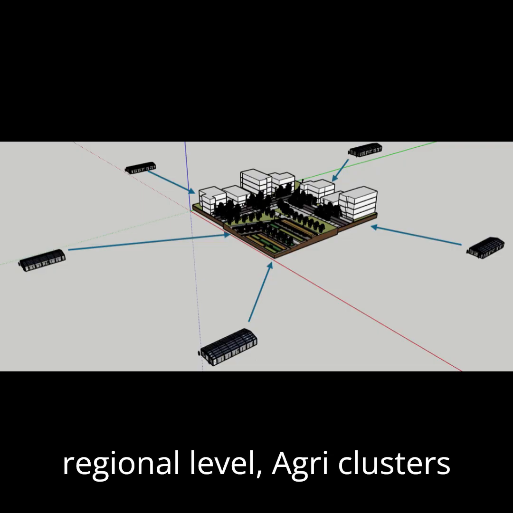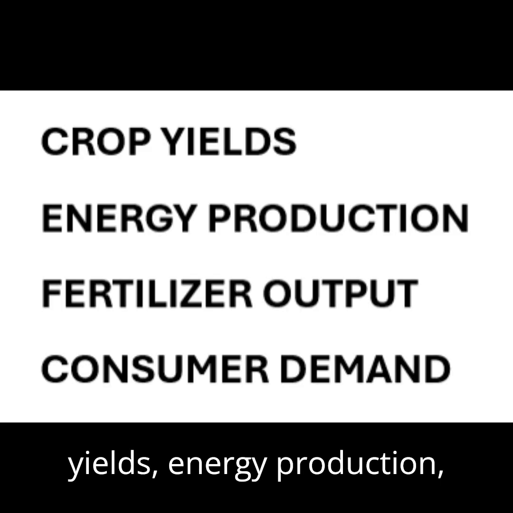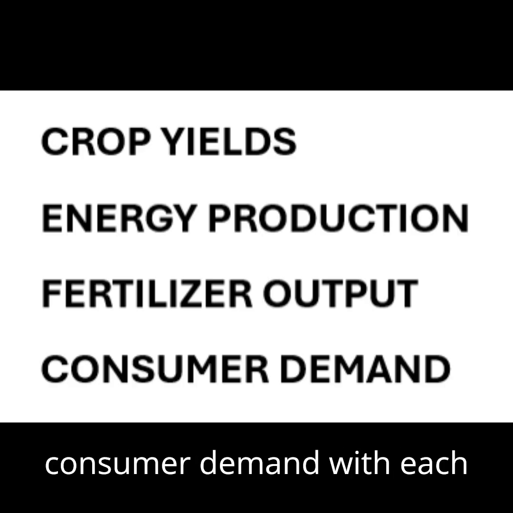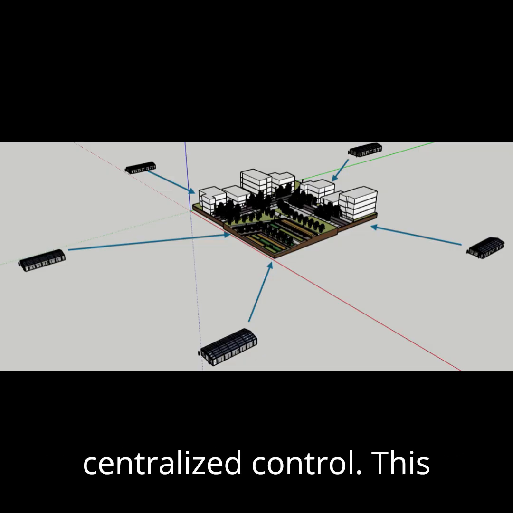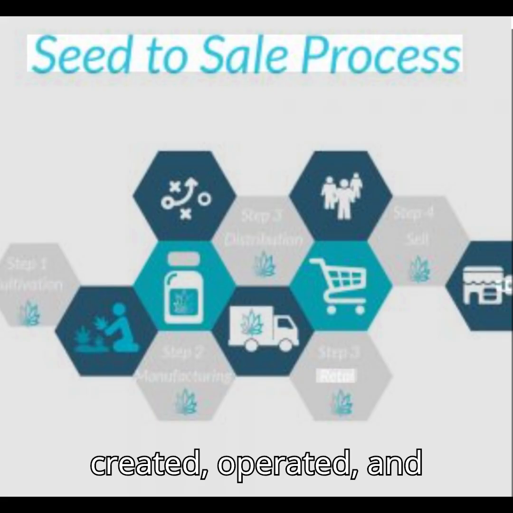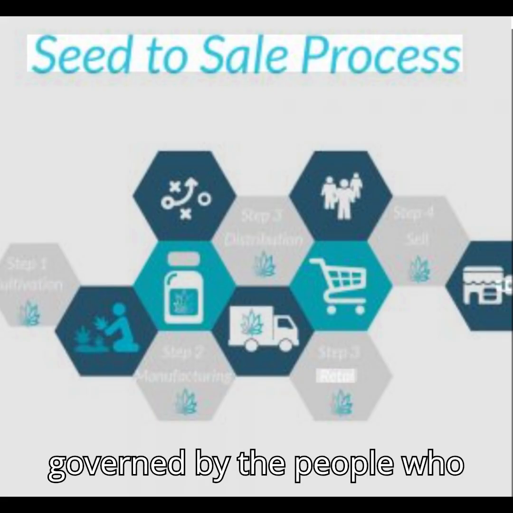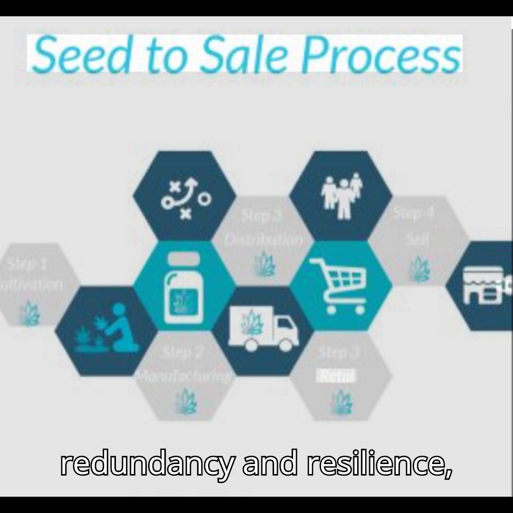At the regional level, agri-clusters share real-time data on crop yields, energy production, fertilizer output, and consumer demand with each other, enabling regional coordinated planning without centralized control. This regional coordination allows the AgriWebb to function as a distributive food system, created, operated, and governed by the people who depend on it, while maintaining efficiency, redundancy, and resilience.